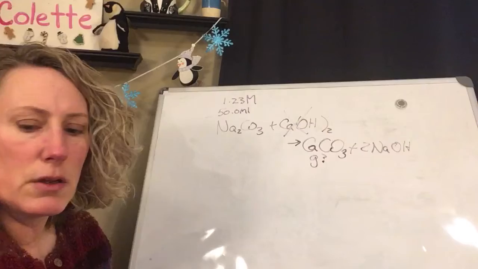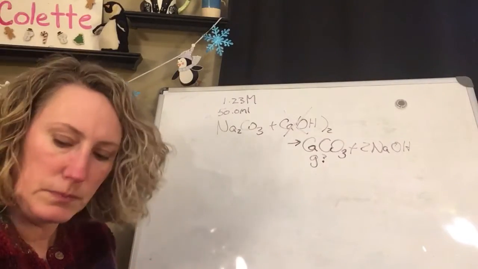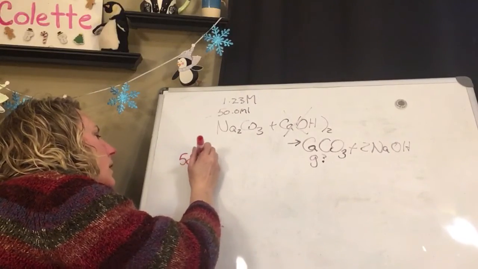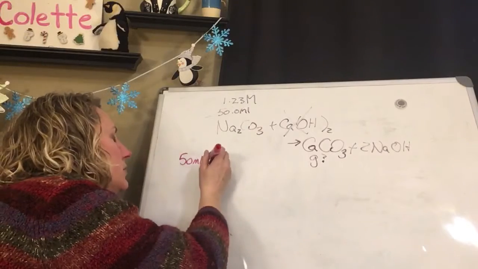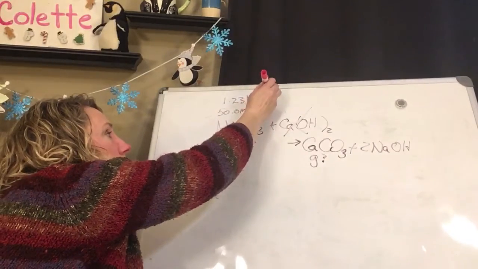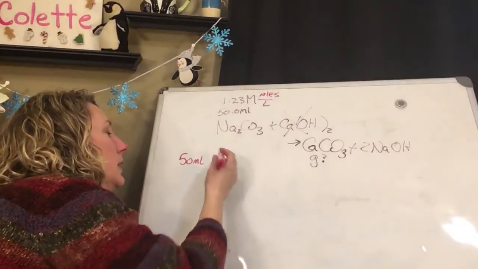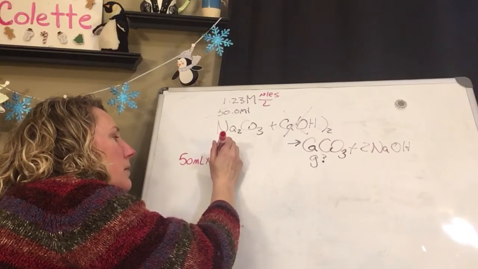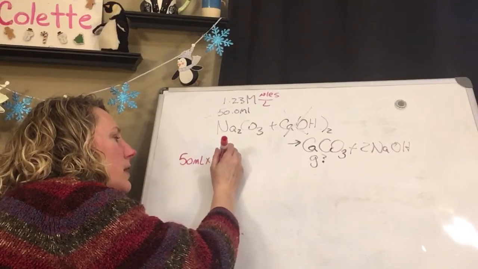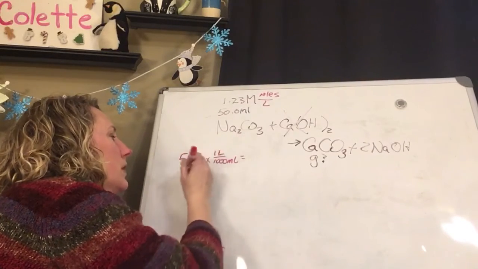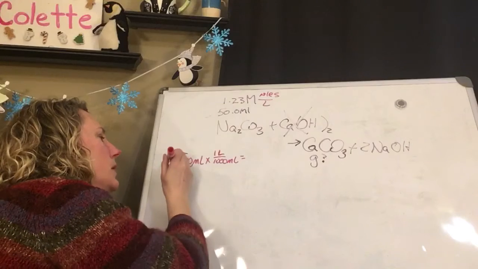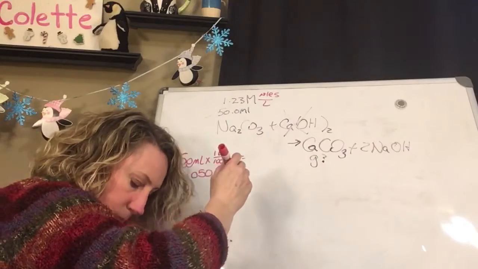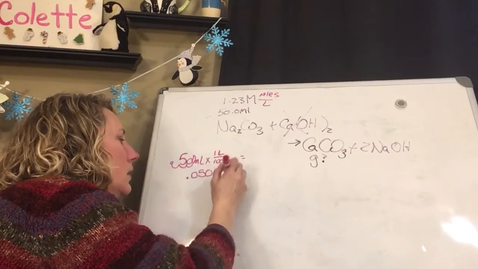I'm going to use a different color, see if pink works better. I have 50 milliliters of it. I'm going to change that into liters because this is moles per liter. And I want to figure out how many moles I have. So that's the same as 1 liter over 1,000 milliliters. So that really means I move my decimal place 3 places this way. So I will have 0.050 liters.